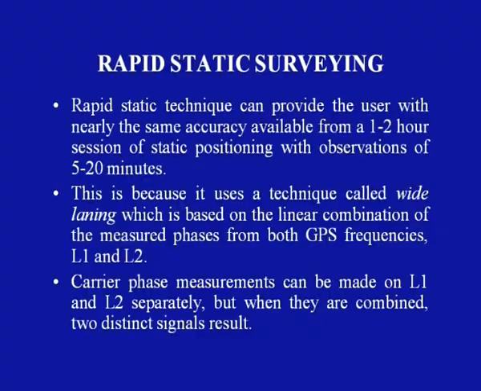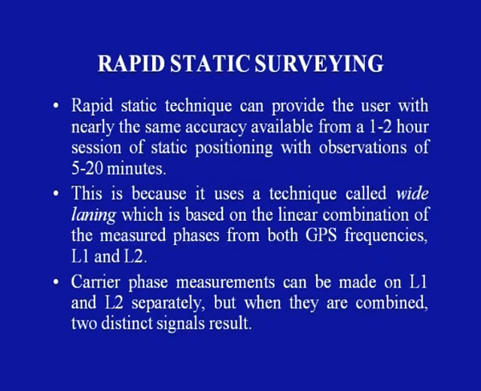Rapid static technique can provide the user with nearly the same accuracy available from a 1 to 2 hour session of static positioning with observations of 5 to 20 minutes. This is because it uses a technique called wide laning, which is based on the linear combinations of the measured phases of both the GPS frequencies, that is L1 and L2.